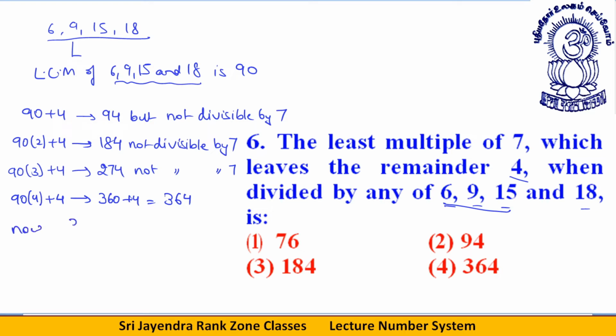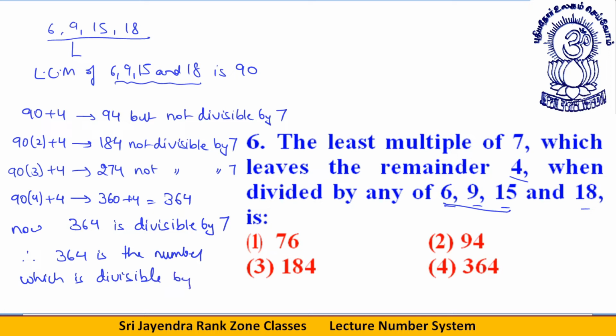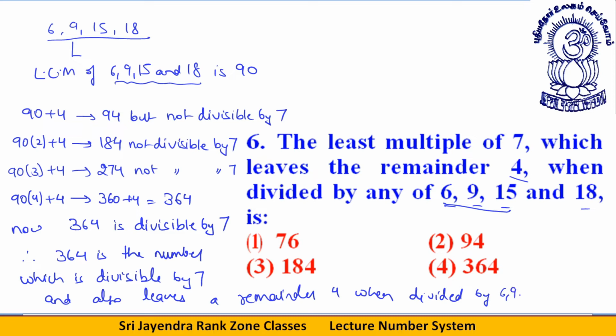Now 364 is divisible by 7. Therefore, 364 is the number which is divisible by 7 and also leaves a remainder 4 when divided by 6, 9, 15 and 18. But this is not a good method.